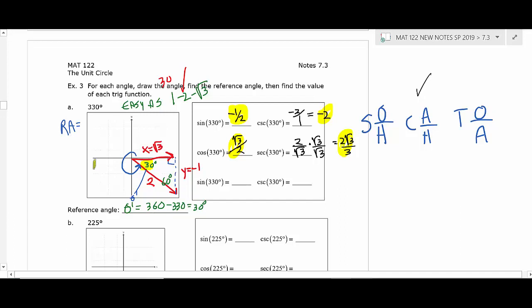Let's see. I think I made a mistake here. I think I meant for this to be tangent, and I meant for that to be cotangent, because I don't want to repeat myself.